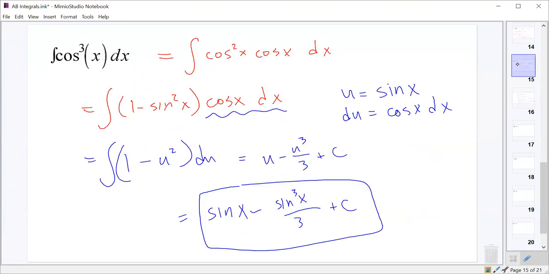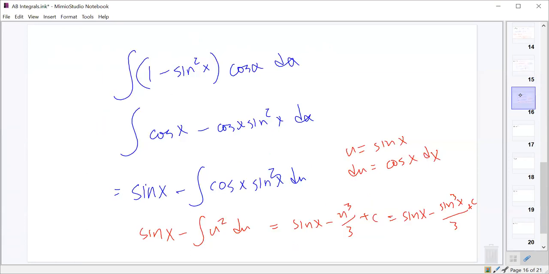Right, which is exactly what we got doing it this other way, but we didn't have to do an extra distributing and then do 2 separate integrals.